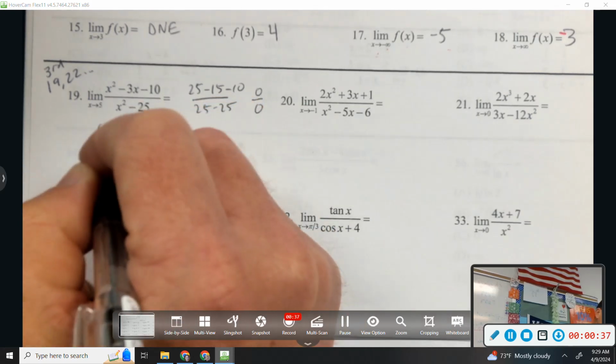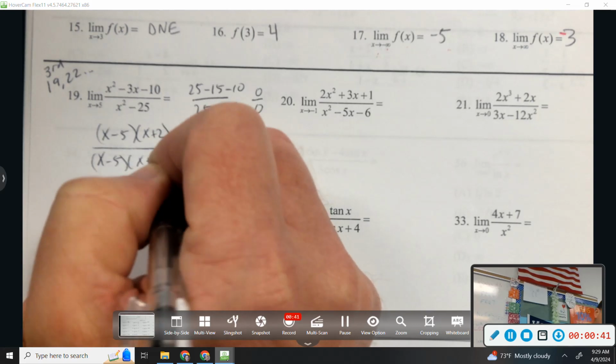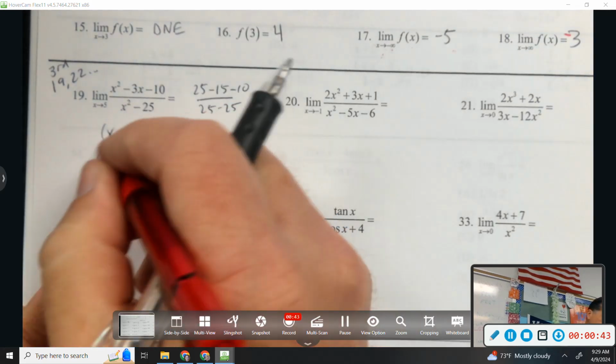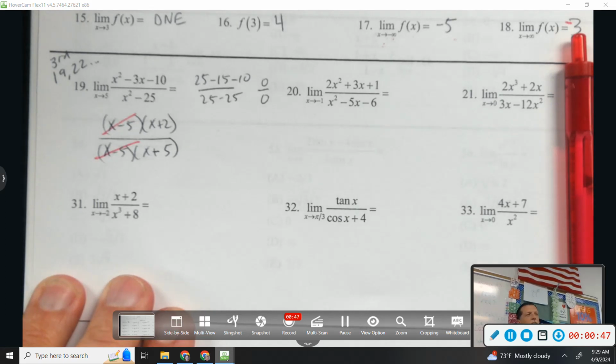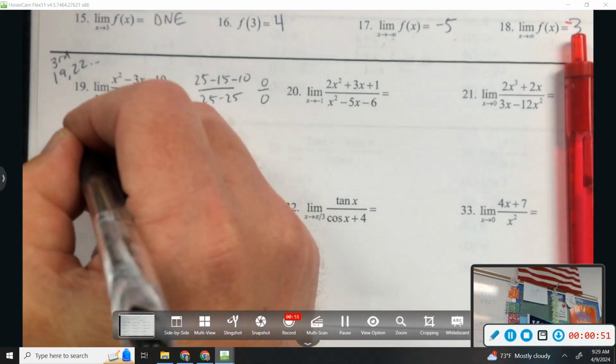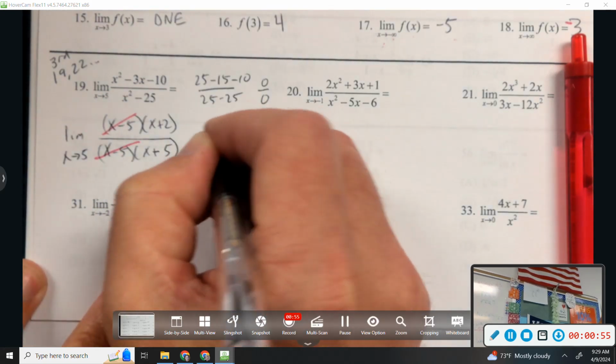So this one will factor and cancel, and then try it again. Right? So after you do your algebra trick, you try it again. And this time it should work. 7/10.